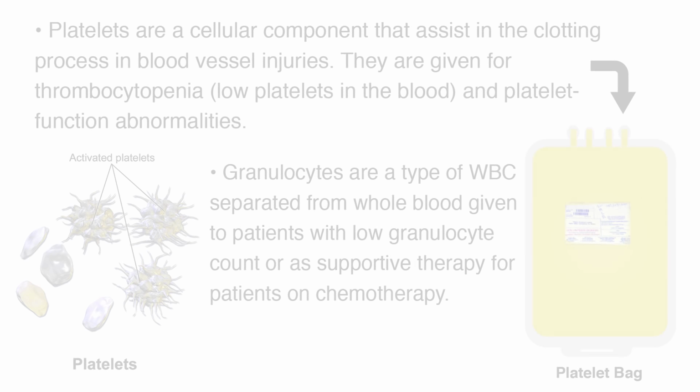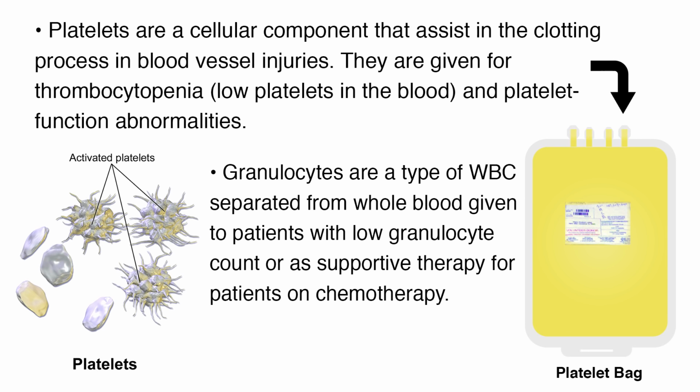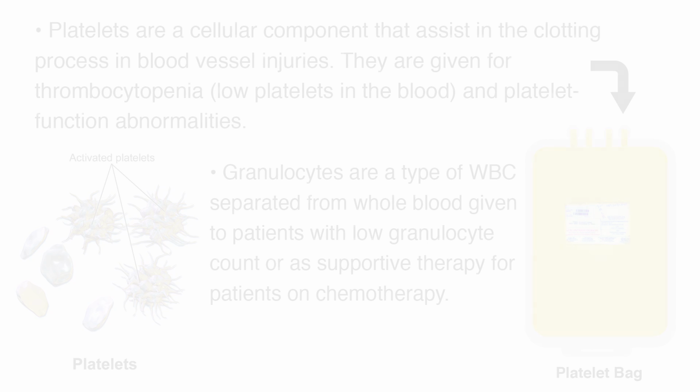Thirdly, we'll take a look at platelets. Platelets are a cellular component that assist in the clotting process in blood vessel injuries. They are given for thrombocytopenia, or low platelets in the blood, and platelet function abnormalities. Fourth, let's look at granulocytes. Granulocytes are a type of white blood cell separated from whole blood given to patients with low granulocyte count or as supportive therapy for patients on chemotherapy.